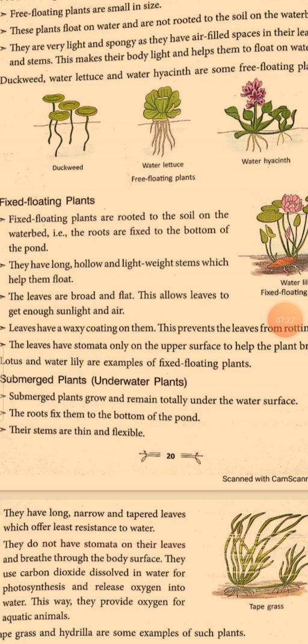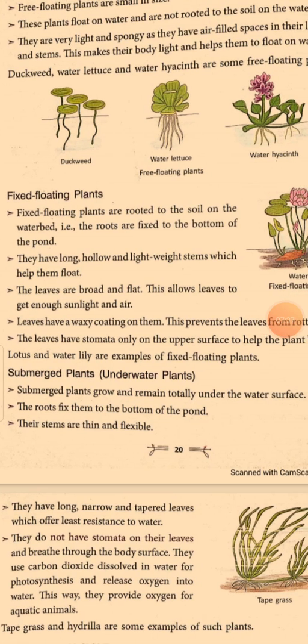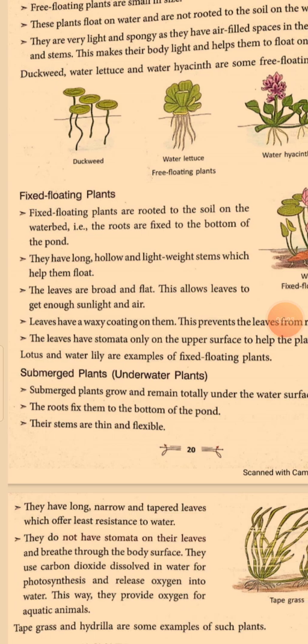They do not have stomata, but how do these plants get carbon dioxide and give out oxygen? These plants take gases, that is carbon dioxide, through their body surface. So these plants are taking carbon dioxide from their body surface and release oxygen.